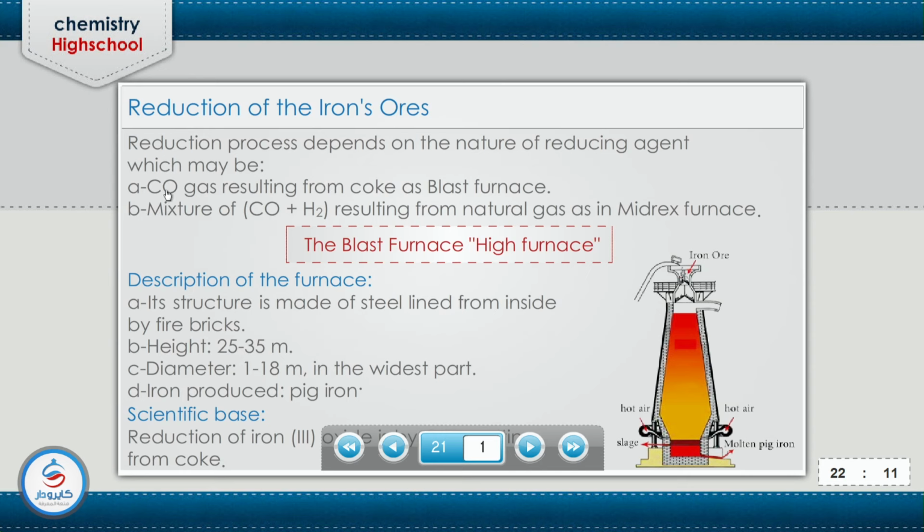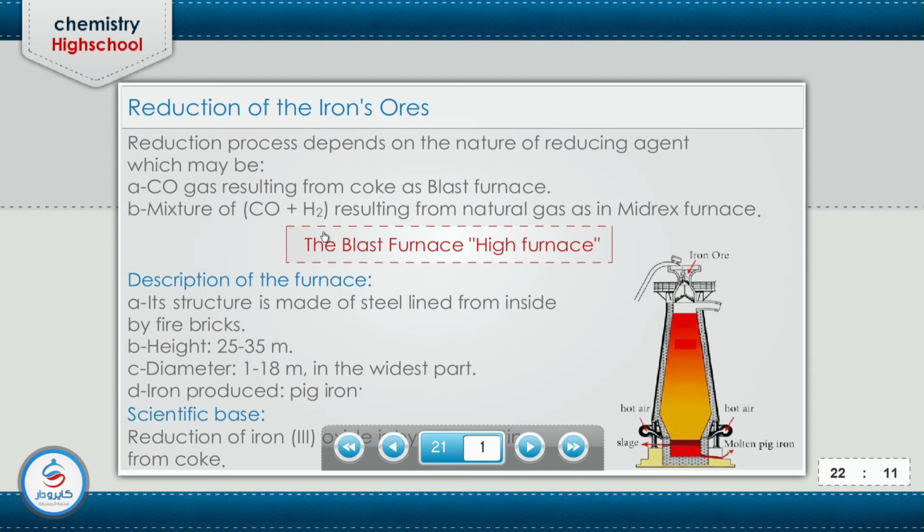As you see, carbon monoxide gas resulting from coke can be used in the blast furnace, the first type of furnace for reduction of iron ore. In the Midrex furnace, carbon monoxide plus hydrogen gas, resulting from natural gas, can be used. So the reducing agent in the blast furnace is carbon monoxide gas, and the reducing agent of the Midrex furnace is carbon monoxide plus hydrogen gas, which are resulting from natural gas.